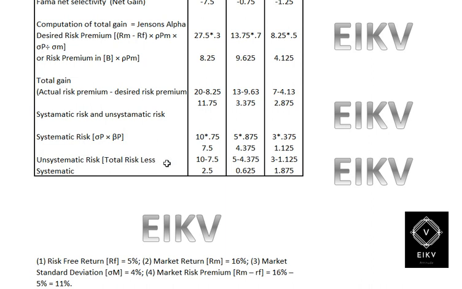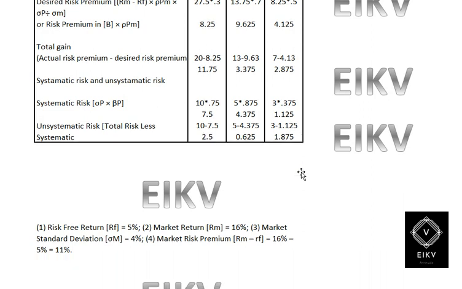And unsystematic risk would be total risk minus systematic risk. So total risk would be 10, and systematic risk as computed above is 7.5, which gives the unsystematic risk as 2.5, and here 5 minus 4.375, which gives 0.625, and 3 minus 1.125, which gives you 1.875.